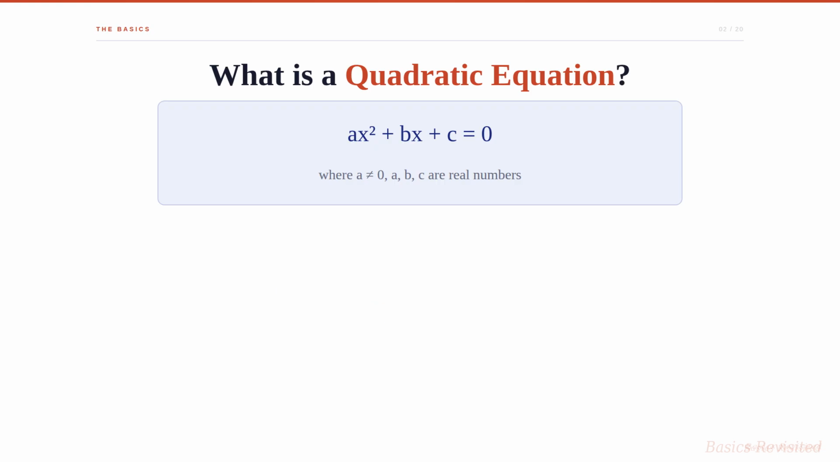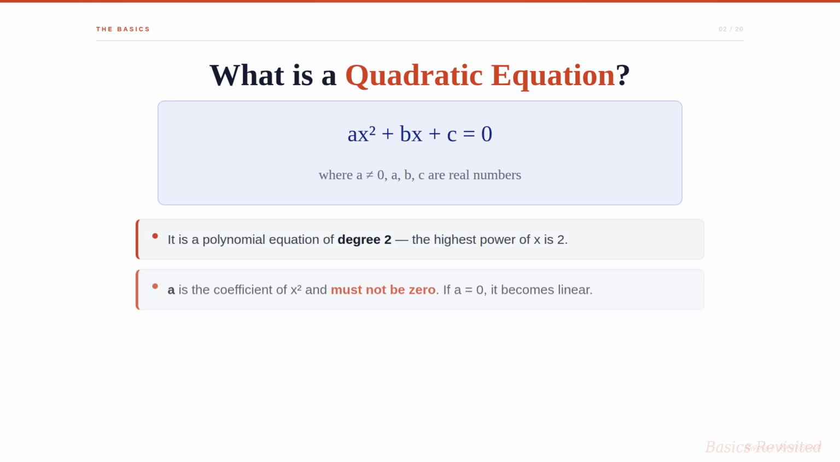A quadratic equation is a polynomial of degree 2. The standard form is ax squared plus bx plus c equals 0. Here a is not equal to 0. It is called degree 2 because the highest power of x is 2. The value a is the coefficient of x squared. It must never be 0. If a equals 0, the equation becomes linear, not quadratic.